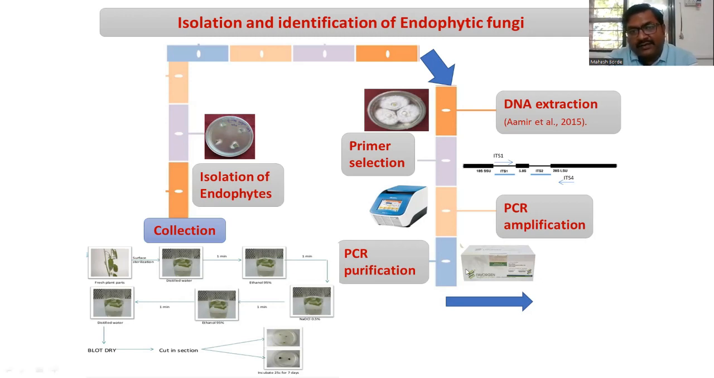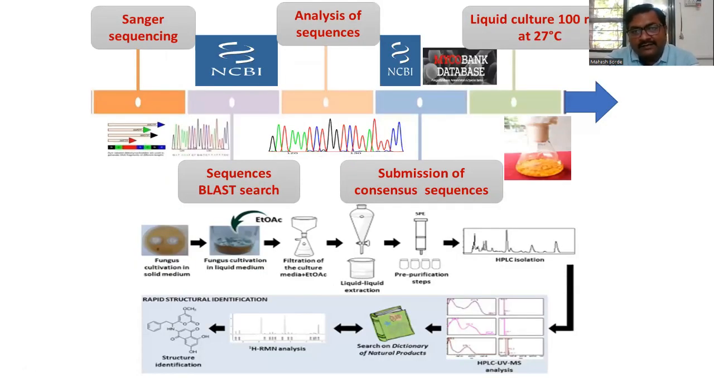After that, you analyze that sequence and identify, then do the liquid culture and go for various techniques for metabolite characterization. If you know the known compound of this plant, you can go to HPLC or UHPLC, or if you don't know the actual compound, then you go with NMR, like that.